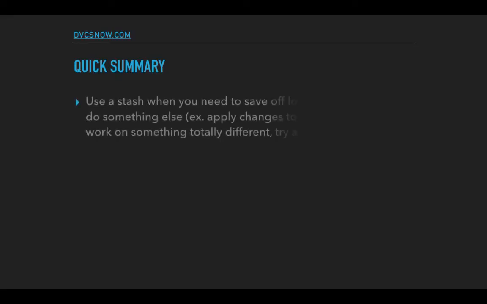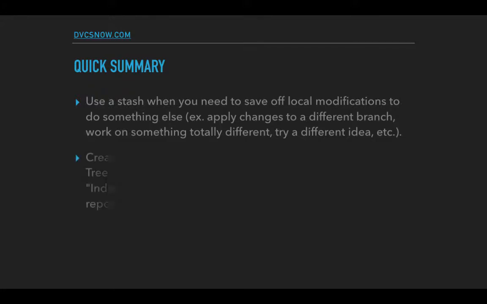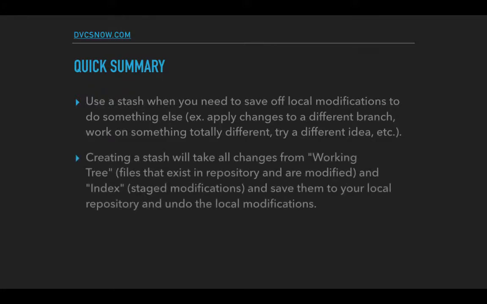Use a stash when you need to save off local modifications to do something else, such as apply changes to a different branch, work on something totally different, try a different idea, or something along those lines. Creating a stash will take all changes from working tree and index and save them to your local repository and undo the local modifications. Stashes are not collaborative or shareable.